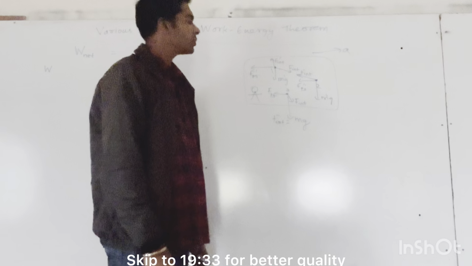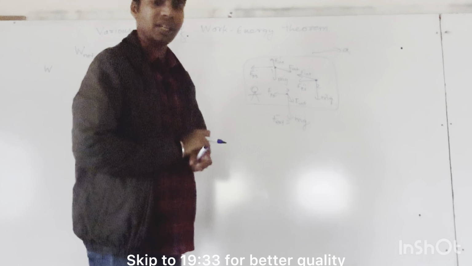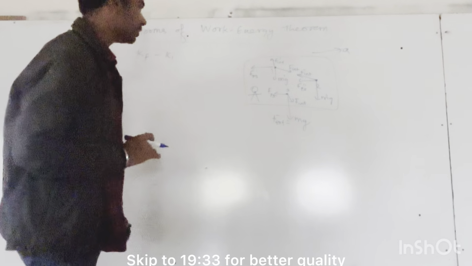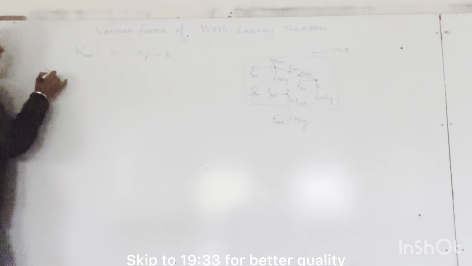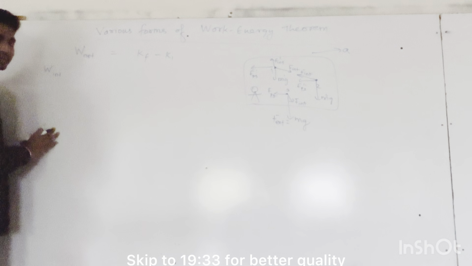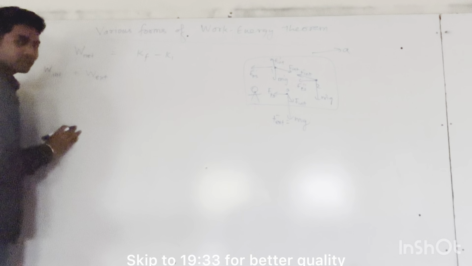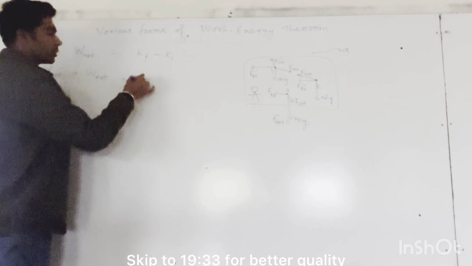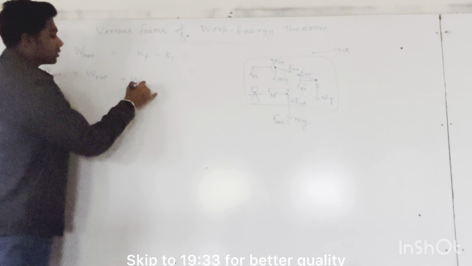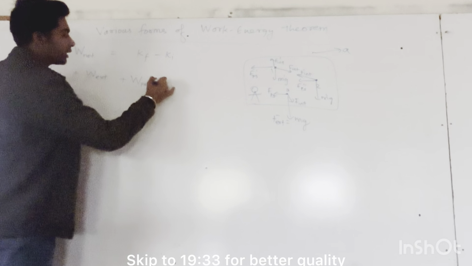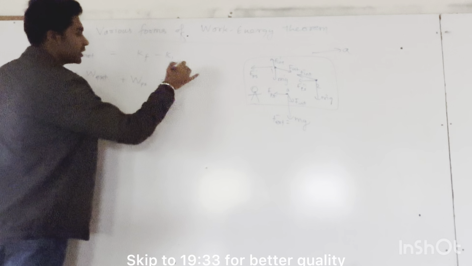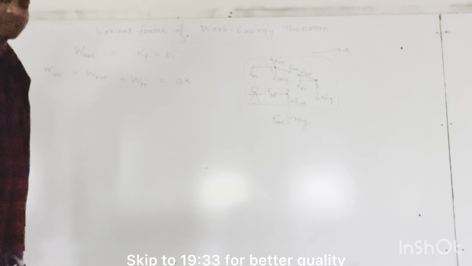right? So there are three varieties of forces we have seen in general. There can be work done by internal forces, there can be work done by external forces, and there can be work done by pseudo forces, and that all will be equal to change in kinetic energy, delta K.